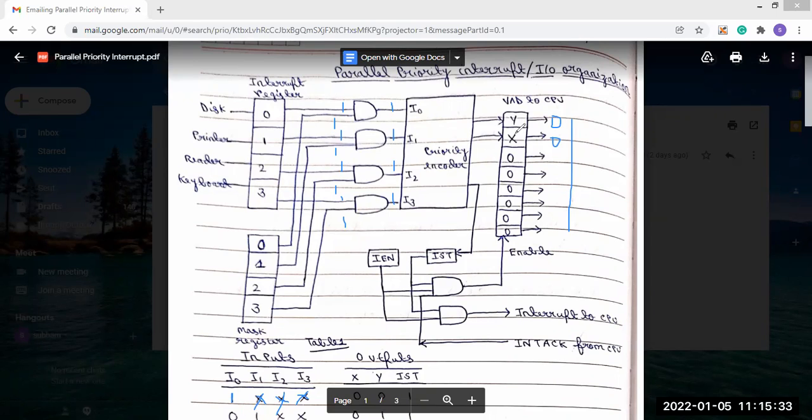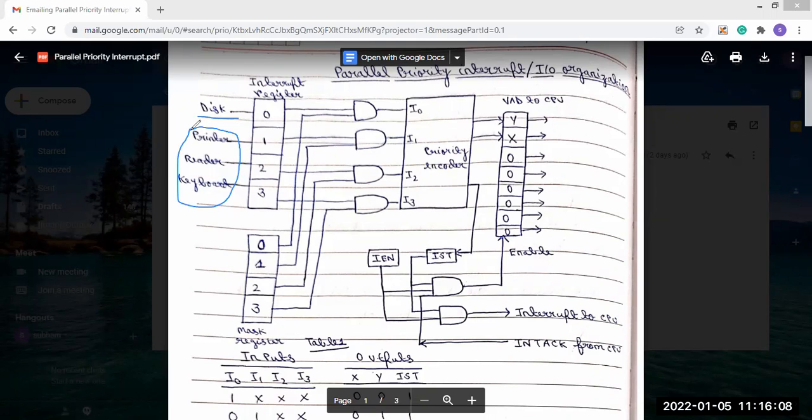Now let's move to the second condition. Let's say the disk didn't generate the interrupt, so for the disk it will be zero. And the other input output devices generated the interrupt. These three input output devices, the printer, reader and keyboard, generated the interrupt.